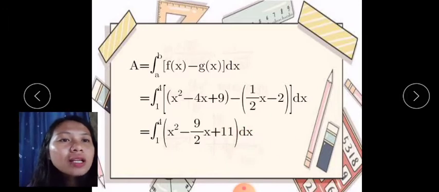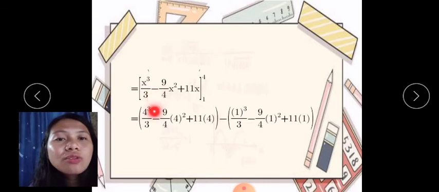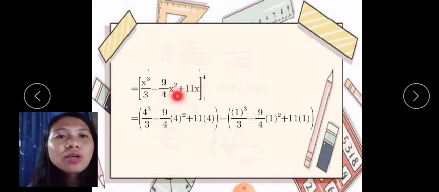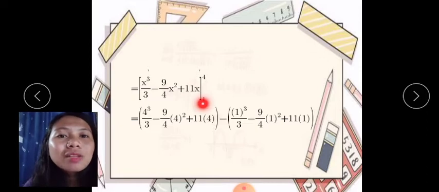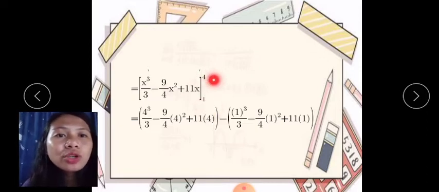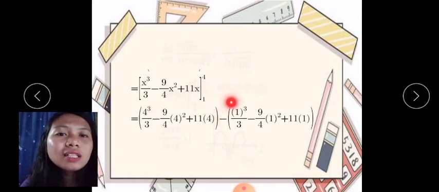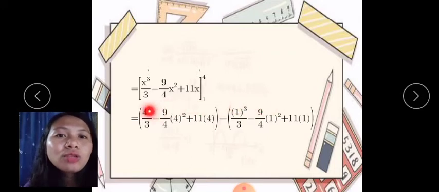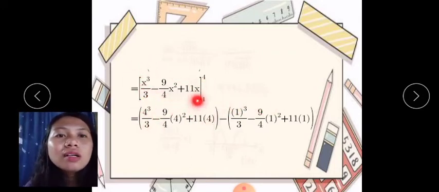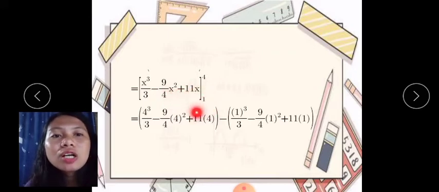So now we can integrate this function. So we have x^3/3 - 9/4 x^2 + 11x from 1 to 4. So our interval is from 1 to 4. So we will evaluate the function, which is x^3/3 - 9/4 x^2 + 11x, over the interval.